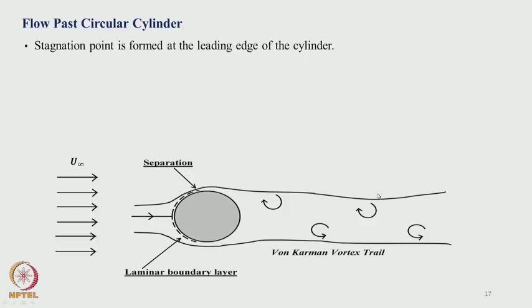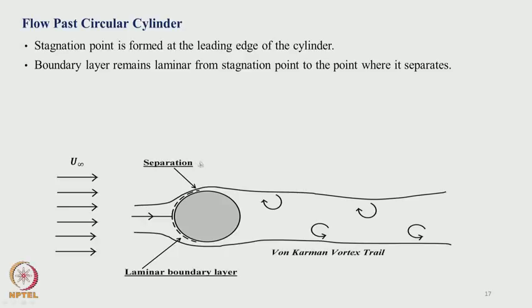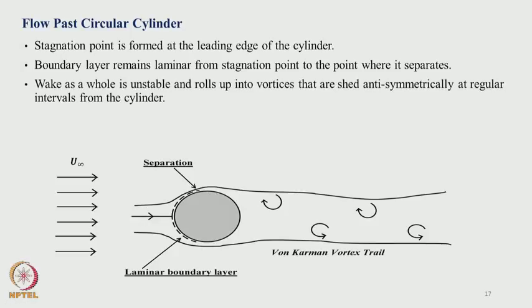Now, behind the geometry there is the famous von Karman vortex shedding. You can have a situation where it is laminar boundary layer, transition and turbulent boundary layer, or it can be laminar boundary layer, laminar separation, laminar wake, or you can have a turbulent wake. Wake is nothing but the flow region behind the geometry. That is what is marked here, and it is unstable, and there is shedding anti-symmetrically at regular intervals from the cylinder.